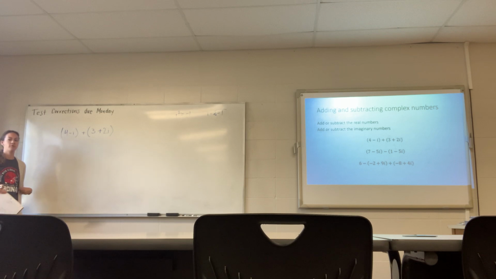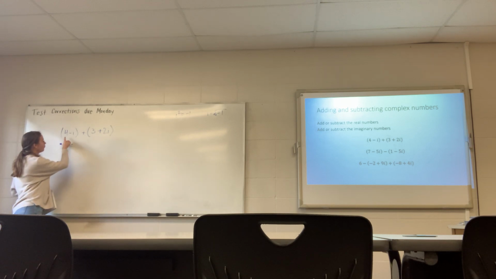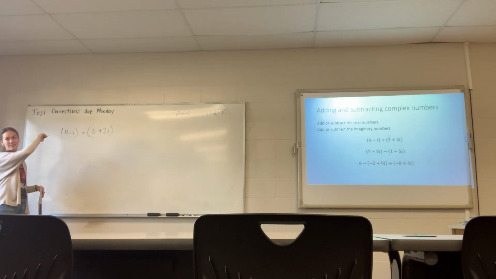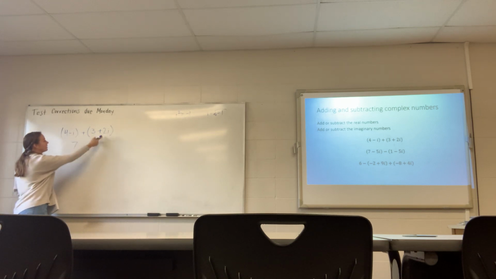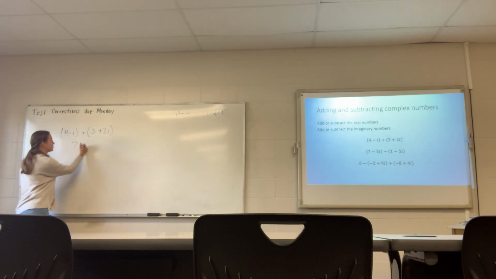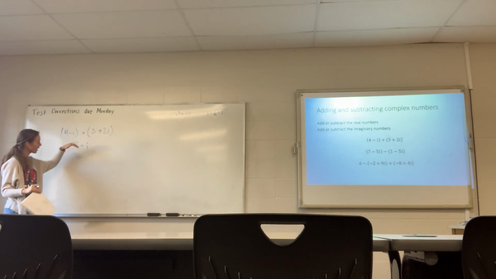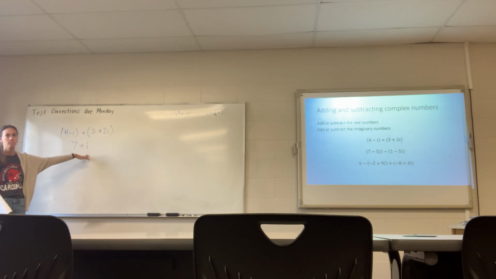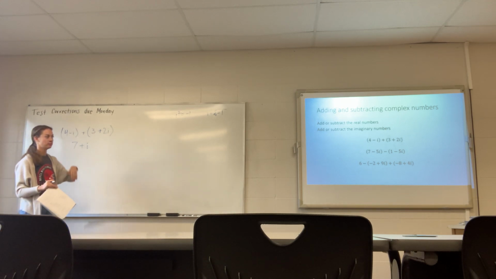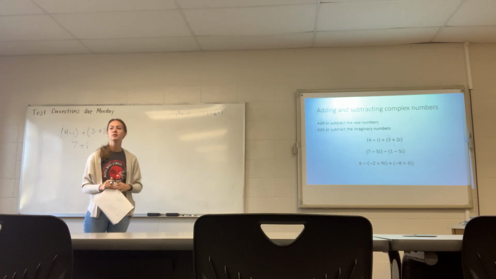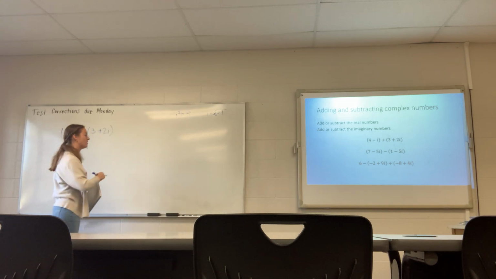So Brayden, what am I gonna have? 4 and 3, so 4 plus 3 gives me 7. And then negative i and 2i, you said, was i. Yep, so I'm just gonna have 7 plus i. Okay, so my answer for this one, when I add and subtract them, is 7 plus i. Questions on that first one? All right, let's do the second one.